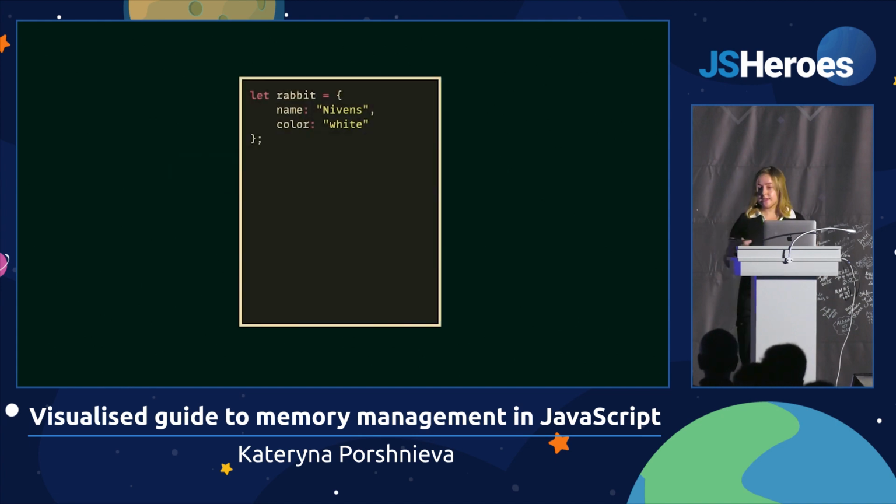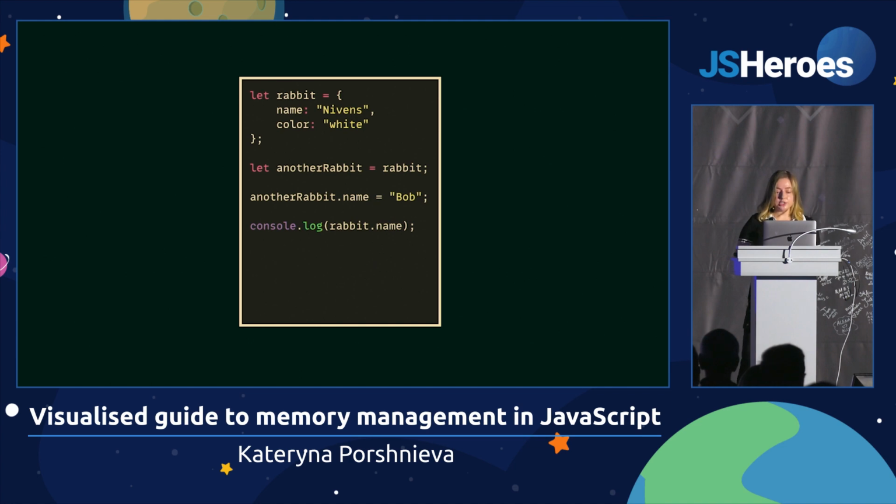Now let's explore another example, a little bit more complicated one. Here we have an object with two properties. And then we create another variable and assign it to the previous one. And then we change that variable's property. And you would see that the original object's name property got updated as well.